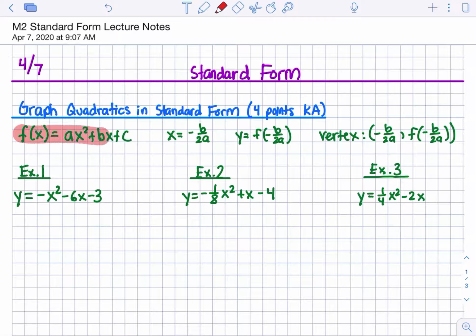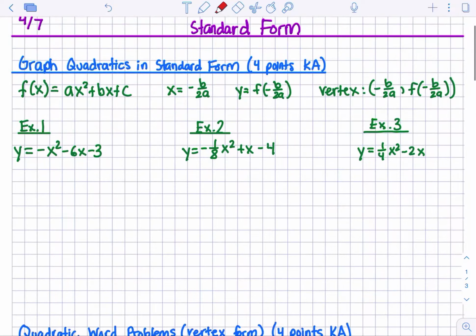So here we have standard form, f of x equals ax squared plus bx plus c. Now, if you guys recall, in order to get the vertex, you have to first do x is equal to negative b over 2a. Negative b over 2a will give you the x-coordinate of your vertex, and then you gotta plug that into the original function to get your y-coordinate. And that will give you your vertex. So, let's just get right into it.